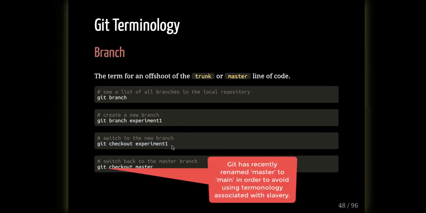If you want to flip back to the trunk, you say git checkout master. Again, it's treated just like a branch, but it's automatically called master. You don't have to make a branch called master. That is made for you automatically by Git.